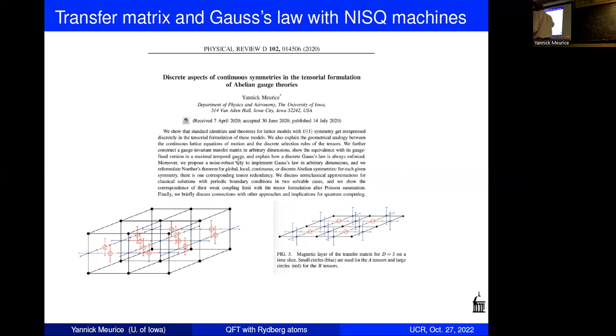So you have an electric layer, or you can take the square root of the electric layer, because it's diagonal. And then you put the magnetic layer, so you have the magnetic quantum numbers, and then you have the second Maxwell equation, and then you can build your transfer matrix and take the continuum limit. It's explained in detail in that paper.